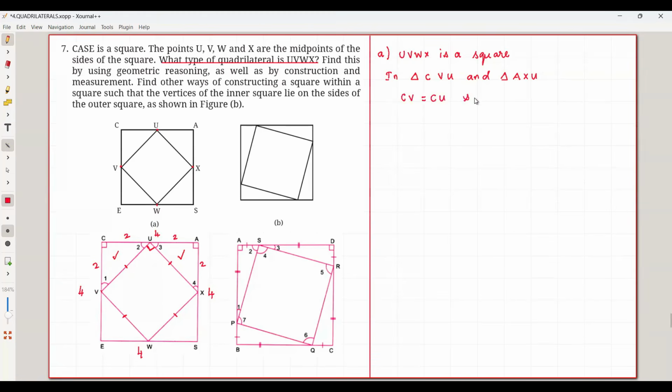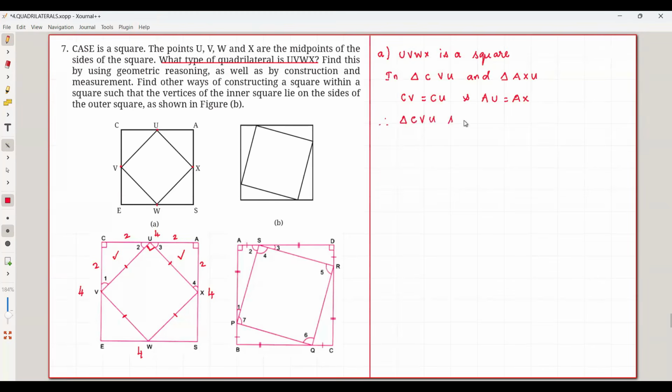And we can write AU is equal to AX. Now I can say these two sides are equal. If you choose this triangle, two sides are equal, so we can say CVU is an isosceles triangle. As two sides are equal, this is an isosceles triangle. If it's an isosceles triangle, the base angles will be equal. If two sides are equal, two angles will be equal.